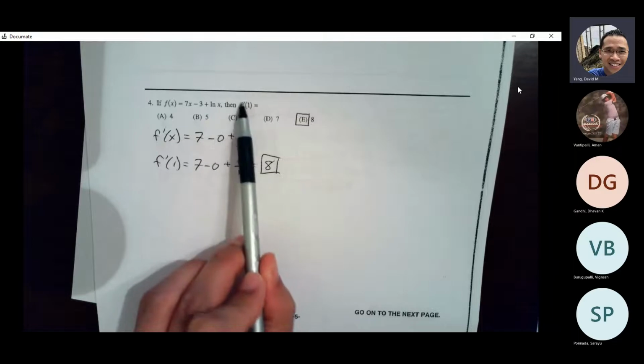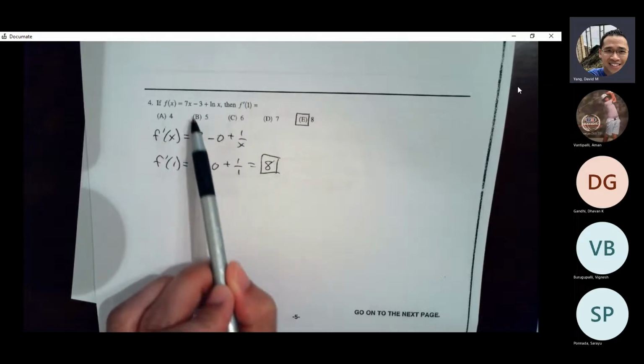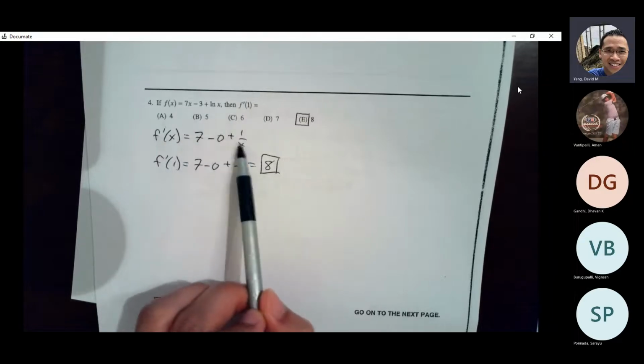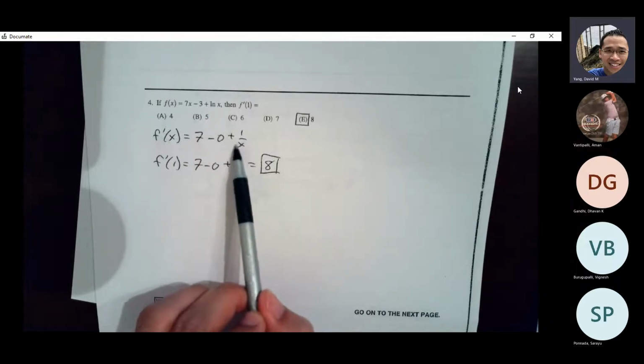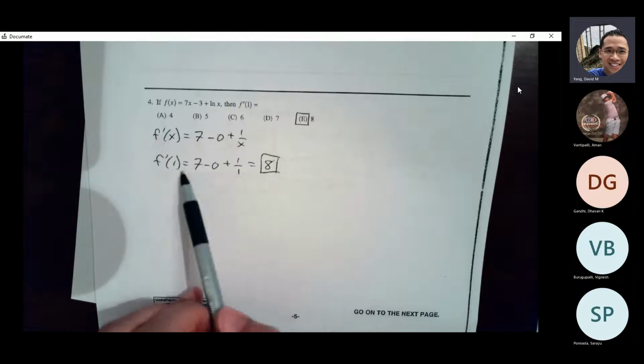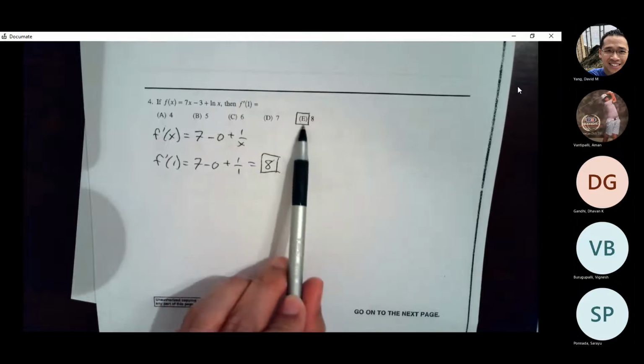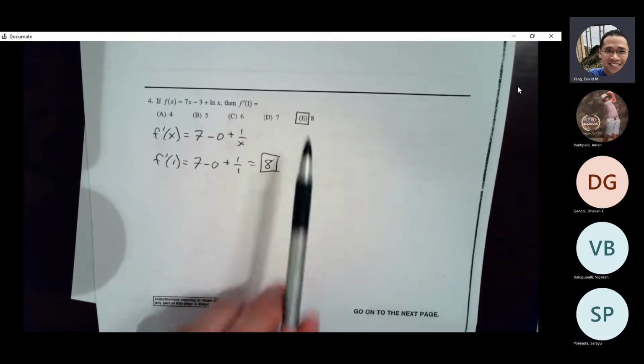Once we get to our derivative, we can insert 1 in for all the x's of our derivative. So 7 and 0 don't get affected. But for the last term, the 1 inserts for x. 7 plus 1 is 8. The slope at 1 is 8.